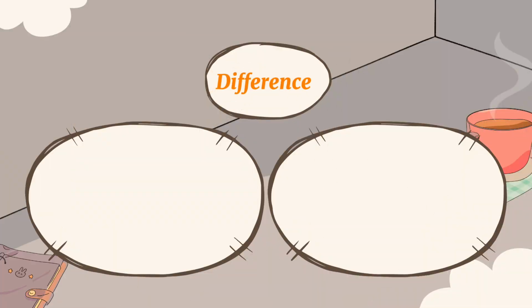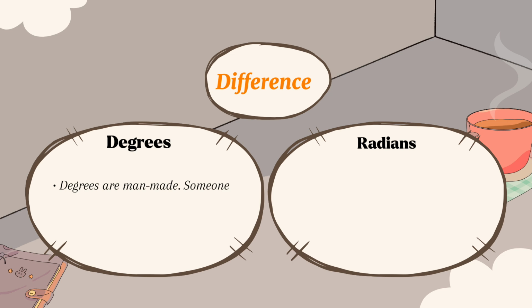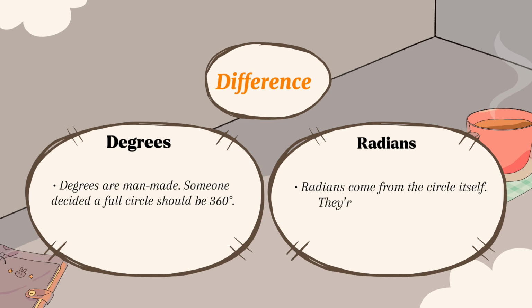Well, a radian is another way to measure angles. Degrees and radians measure the same thing, which is the size of an angle. They just use different units. Now, here's the important difference between degrees and radians. Degrees are man-made. Someone decided a full circle should be 360 degrees, while radians come from the circle itself. They're based on the radius.